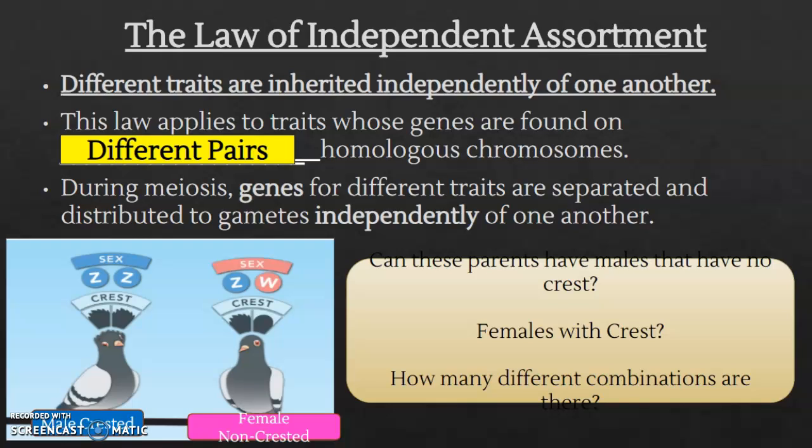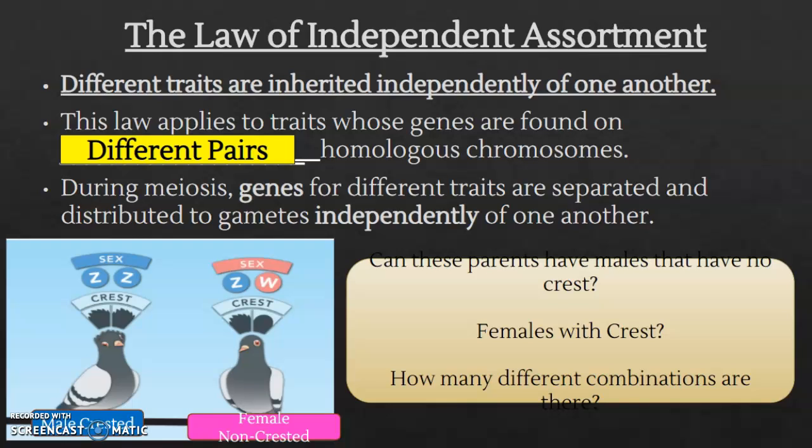Remember, homologous chromosomes are chromosomes that have similar or the same genetic information. We're looking at different pairs of homologous chromosomes. During meiosis, we know genes for different traits are separated and distributed to gametes independently of one another. And we went over this when we covered meiosis a couple of chapters ago.